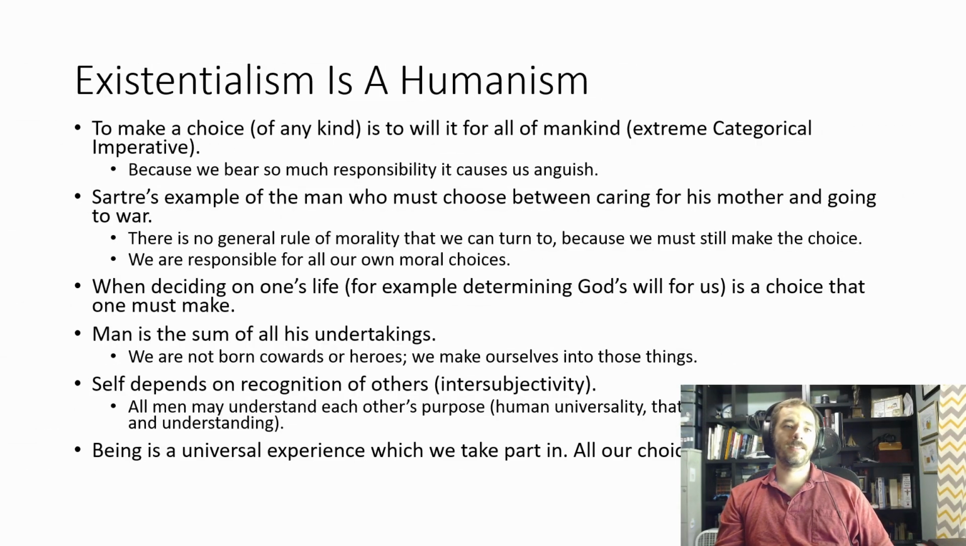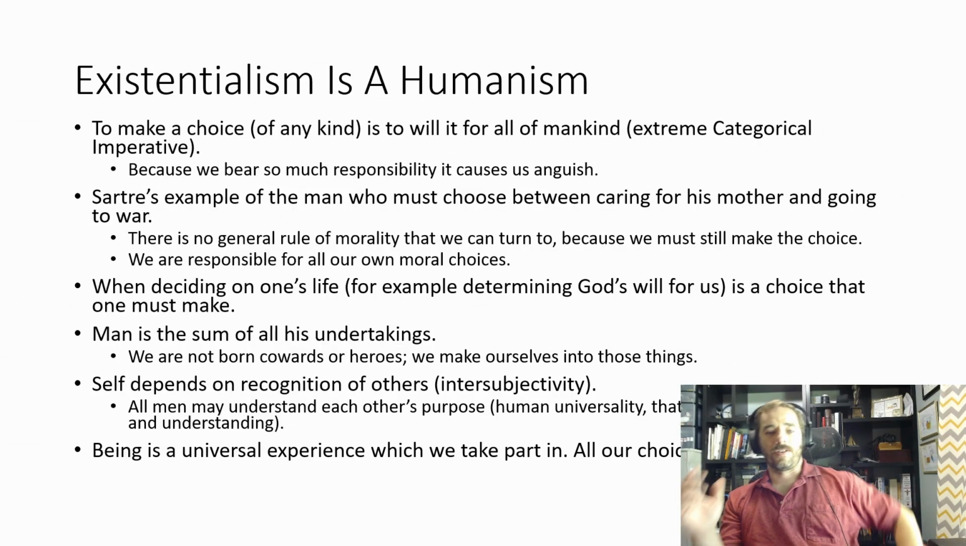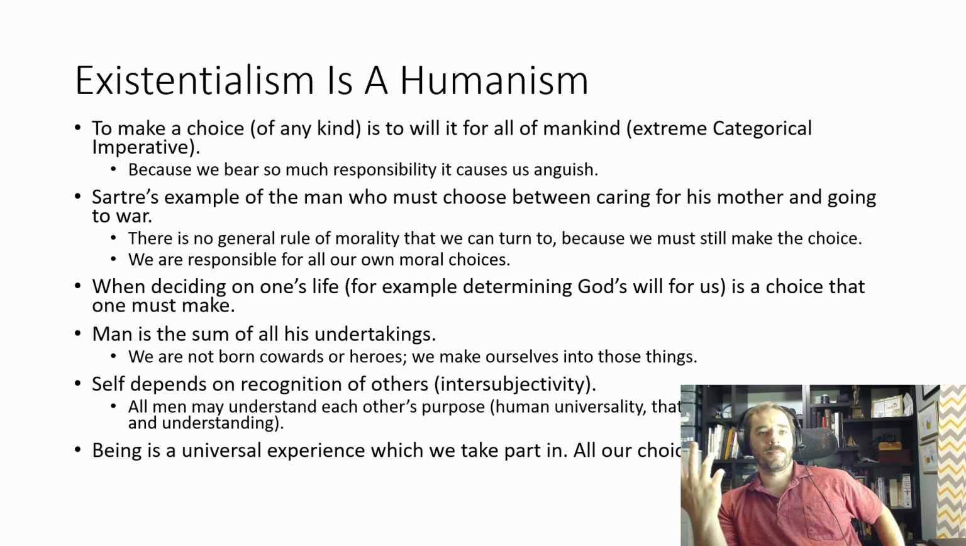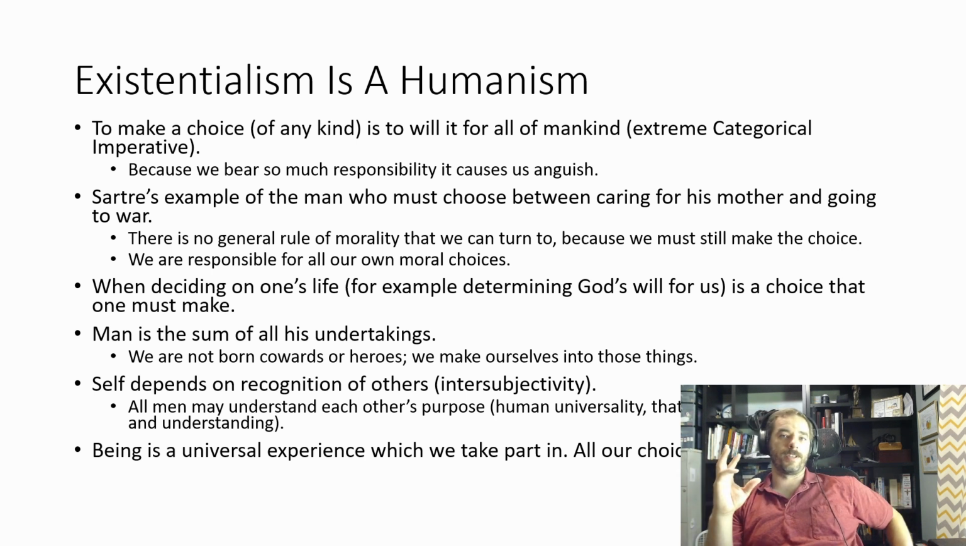When I talk about Kant's influence on Sartre, in his book Existentialism as a Humanism, he talks about this idea that if you make any kind of choice, you choose eggs over sausage, that you are willing it for all of mankind. You're saying that's the best possible choice. I think of this as kind of an extreme version of the categorical imperative, right?